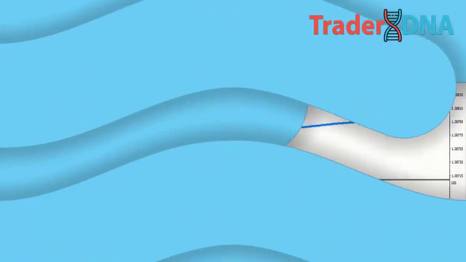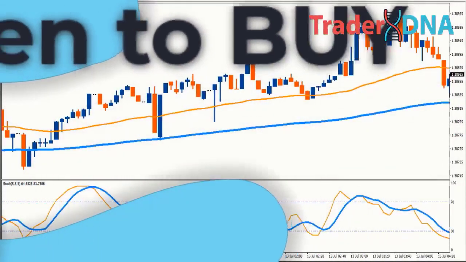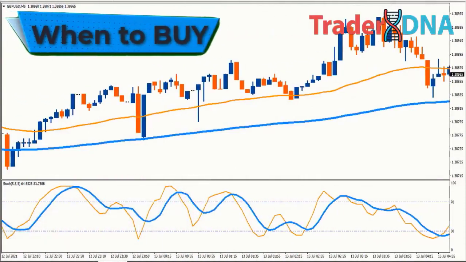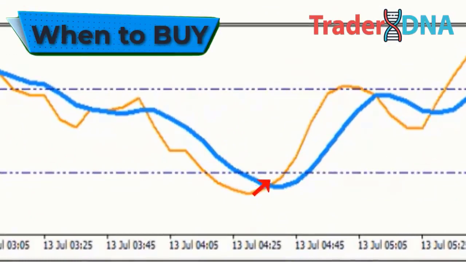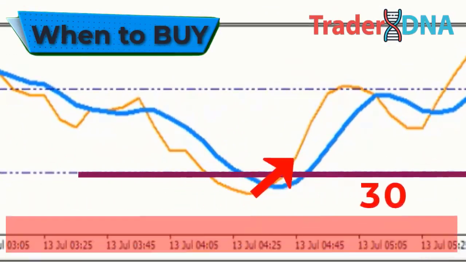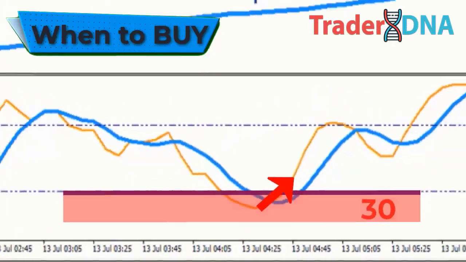Now, it's time to reveal the actual trading strategy. The buy trading strategy. A clear buy signal is if the fast orange line of the stochastic indicator crosses the slow blue line to the upside from inside the oversold region, or below the 30 level on the stochastic. It should break and remain above the oversold region.